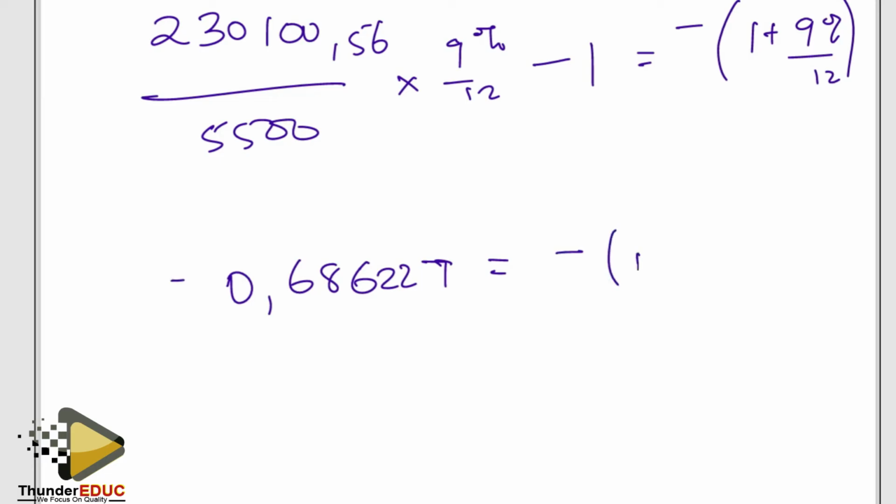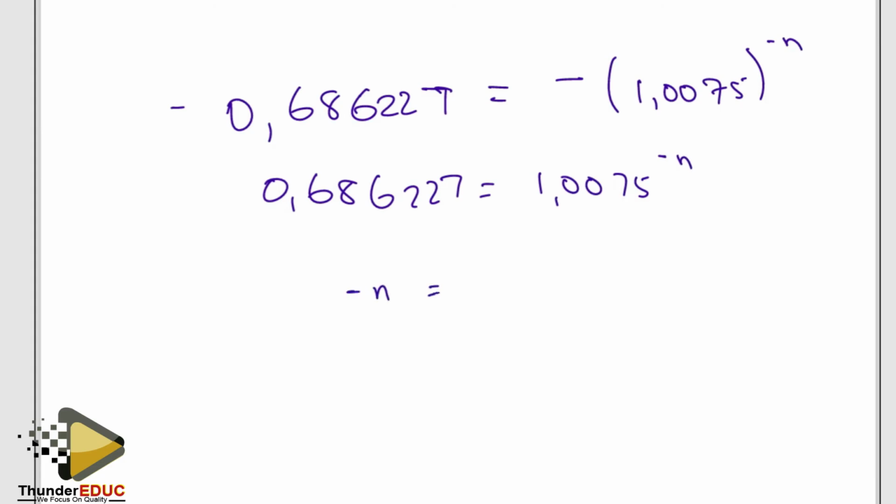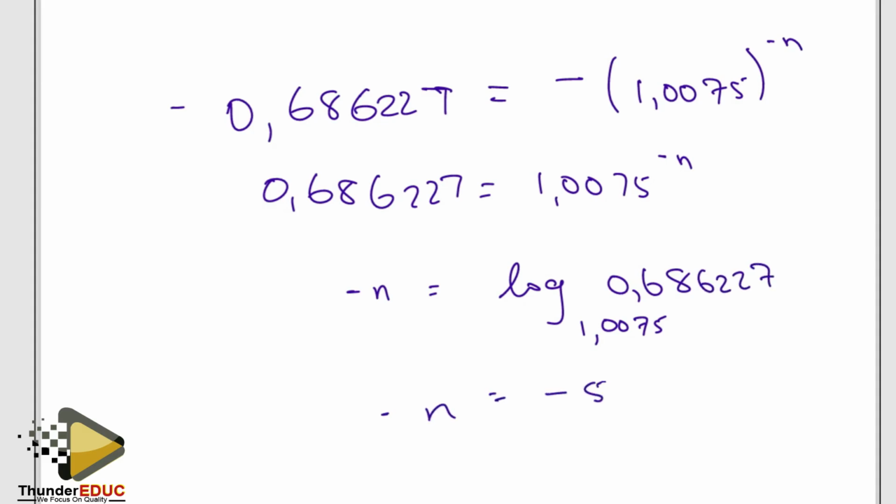This is going to be negative 1.0075 to the negative n. So divide both sides by the negative. We're going to end up with a positive answer, and then we're going to use the logs. Okay, 0.686227 is equal to 1.0075 to the negative n. So when you use the logs, saying negative n is equal to the log of 1.0075. This is going to be 0.686227. Okay, so negative n is equal to negative 50.39. Divide both sides by that, we have 50.39 positive.